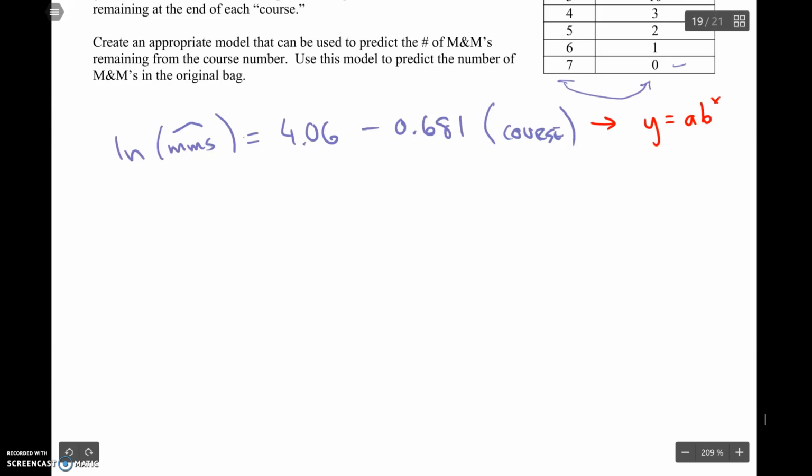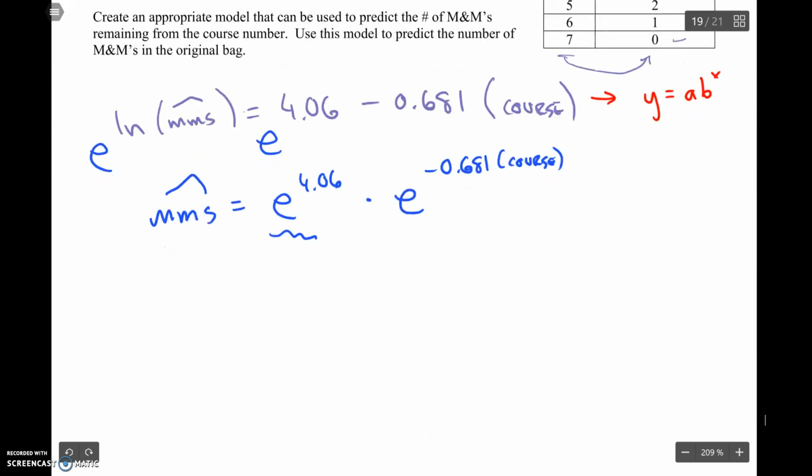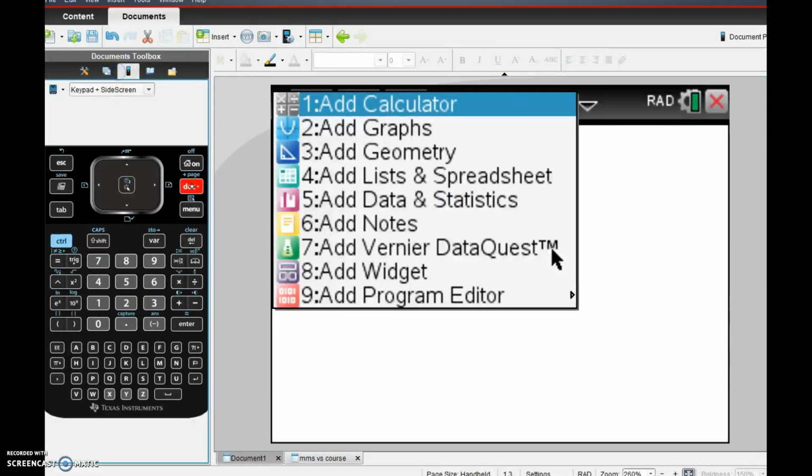So let's solve it. Exponentiate both sides using a base of e. So your M&Ms predicted is equal to, let's separate this into e to the 4.06 power times e to the negative 0.681 times course. So this is just a number. We need to figure out how to handle this. I don't want e to a power with a coefficient on course. I just want some base b to the course power. So here's how we're going to handle that. e to the 4.06 is just a number. Let's find out what that number is.